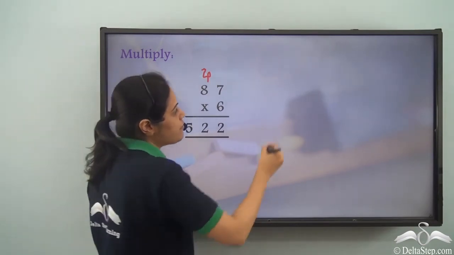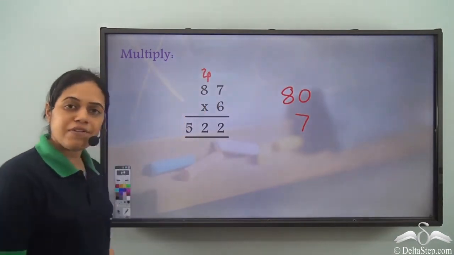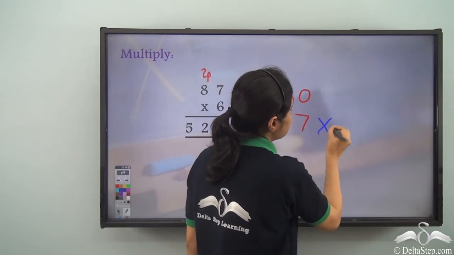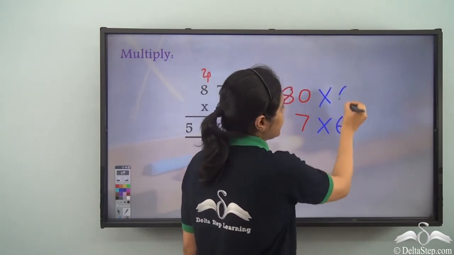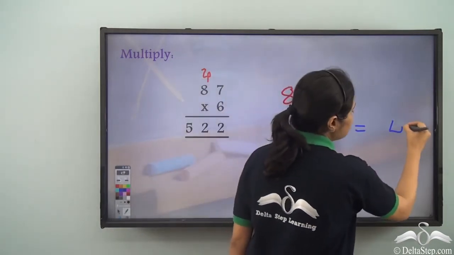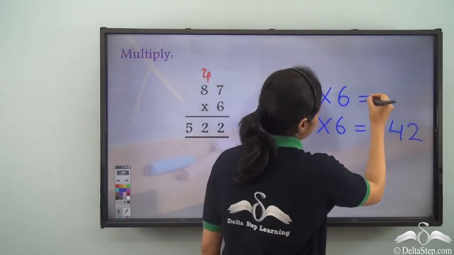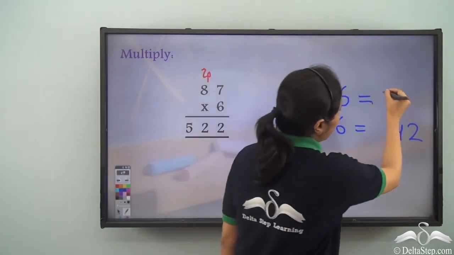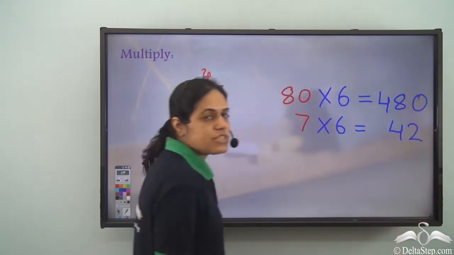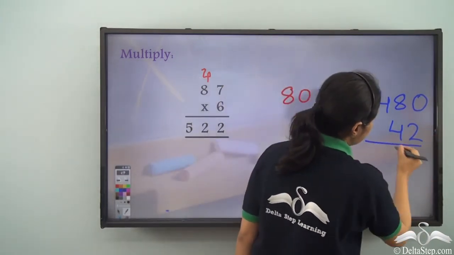Now let us cross verify. 87 is 80 plus 7 and I need to multiply by 6. So 7 into 6, 80 into 6. 7 into 6 is 42. What is 80 into 6? 8 into 6 is 48 and I have 1 0. So I put 1 0 at the end and I add these two.